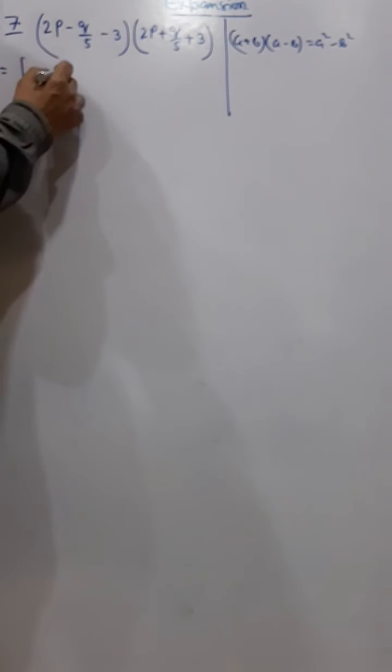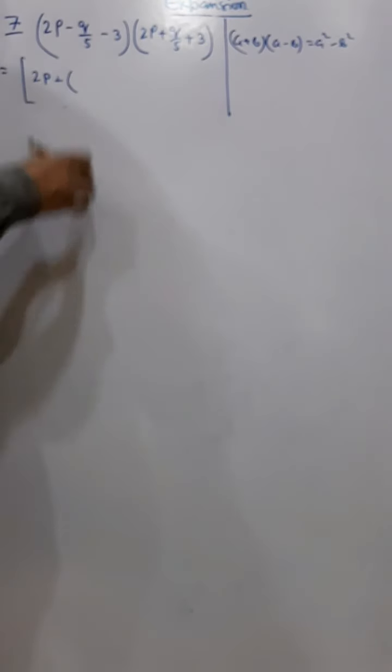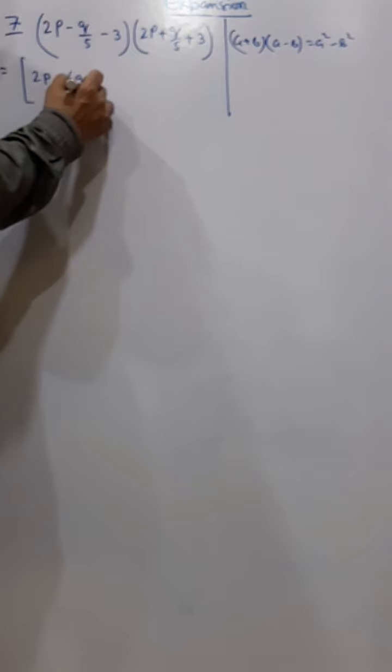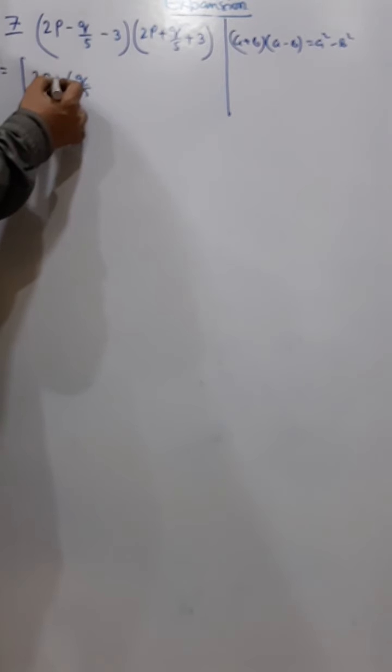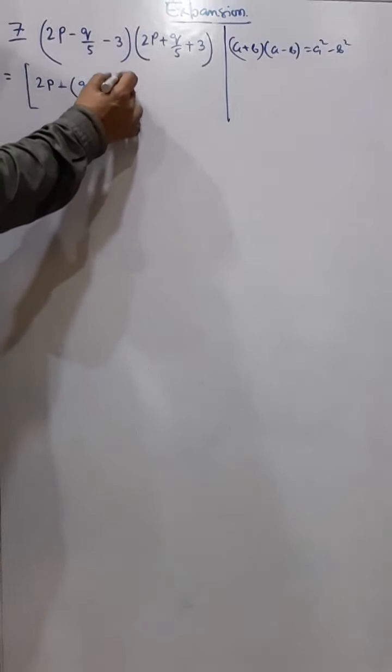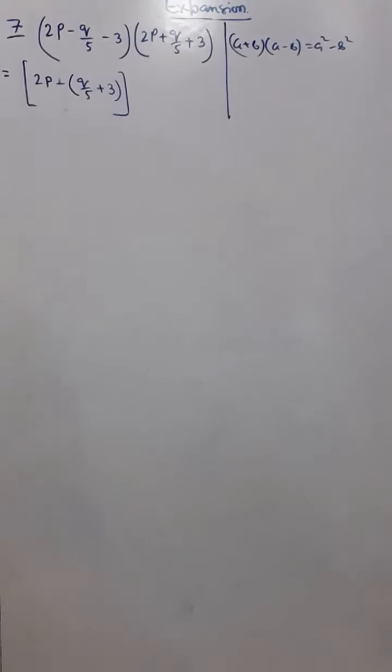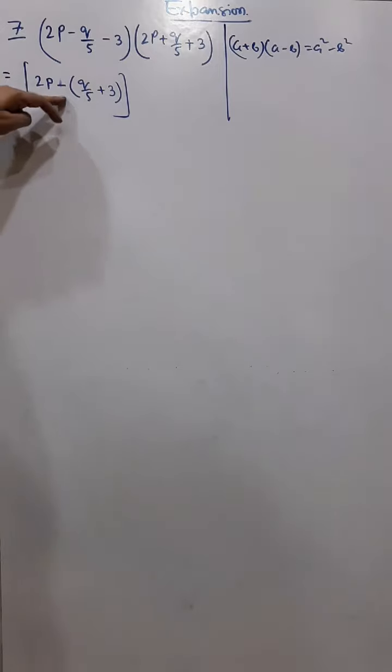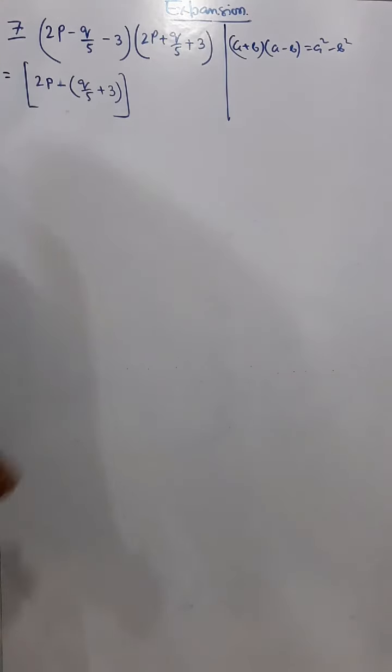Now if I give us, then you have minus. Now if I give a small bracket here, what do I get? I get q by 5, and then outside it is minus, so the inside sign will change. Just try to understand what it became. So it becomes 2p minus q by 5 plus 3.